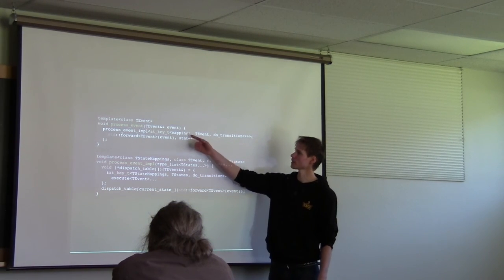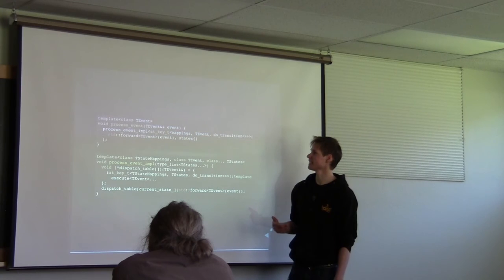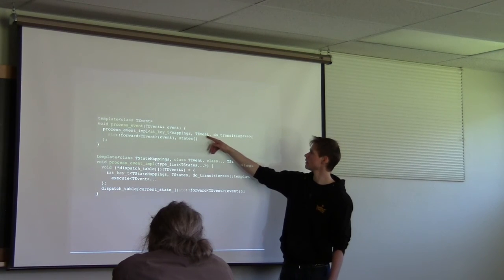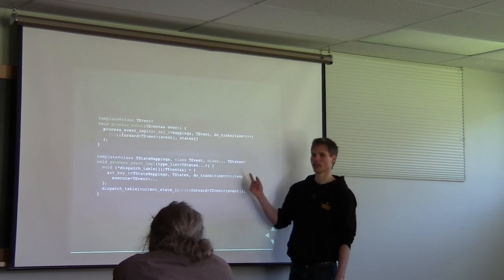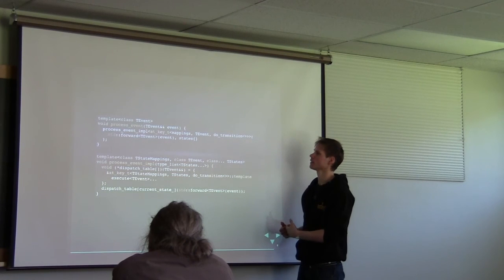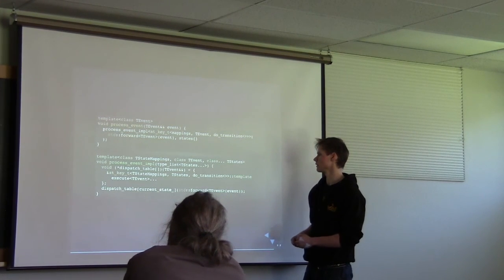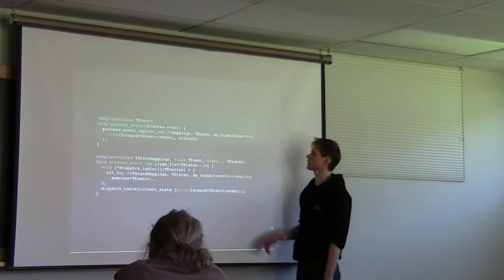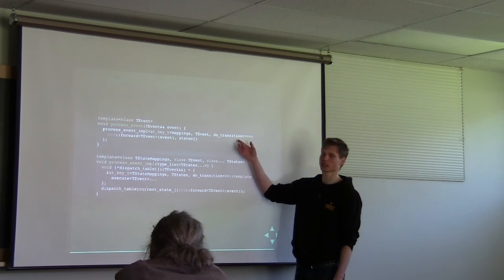As I said, we have mappings. First, get the key for the event. Do transition is the action which will happen for the transition. By default, it's just empty, so that is like no transition. So that will handle an expected event.